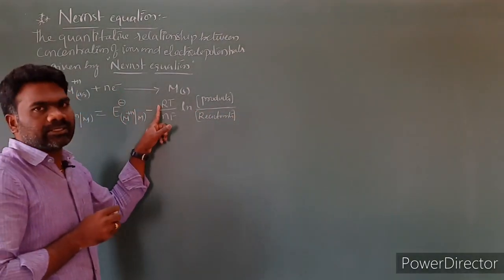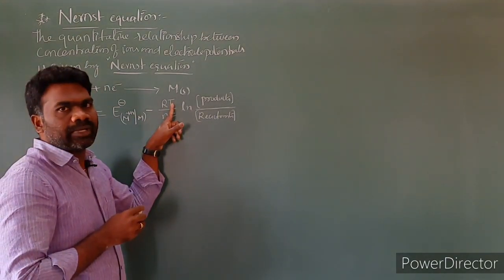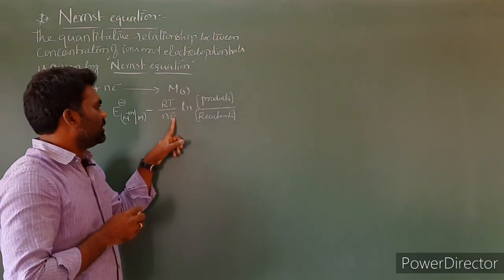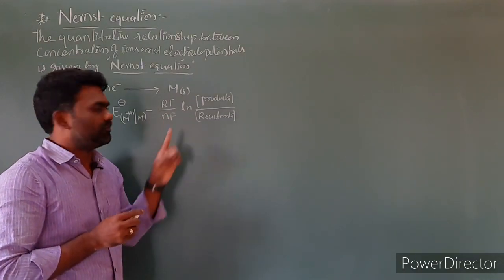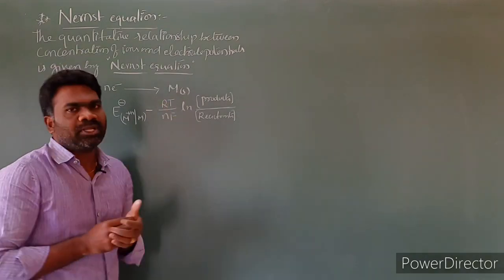Here R is the gas constant, T is the temperature, preferably we can take 298 Kelvin or 25 degrees centigrade, n is the number of electrons, F is the Faraday constant.